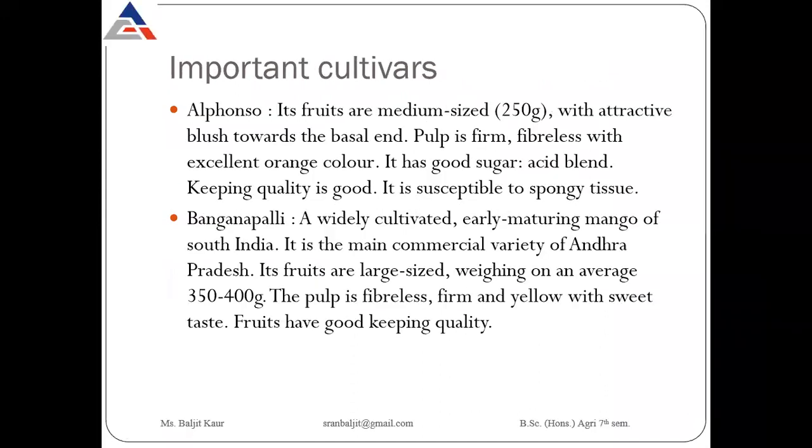Now, important cultivars of mango. There are many varieties grown in different states and different countries. We will talk about a few important varieties of mango. The first one is Alphonso. Alphonso is a medium-sized variety with a very attractive blush towards its basal end, and its pulp is firm, fiberless, and of excellent orange color.